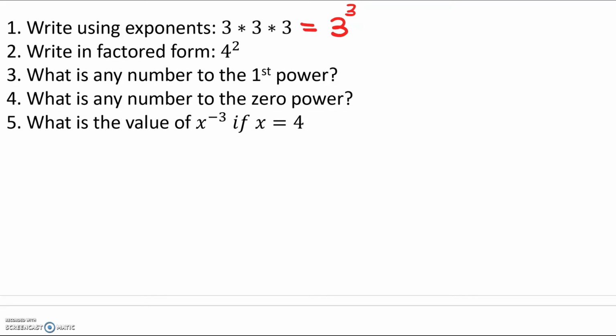Number 2, write in factored form. So we're doing the opposite. 4 squared is going to be 4 times 4. Our base is 4, our exponent is 2, so we write it twice.